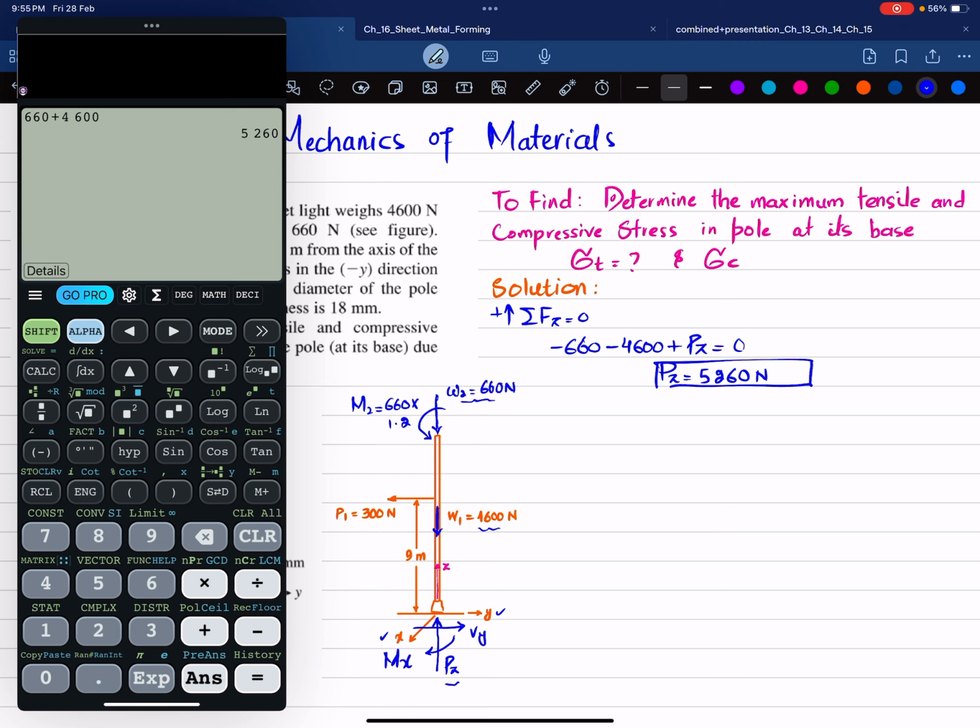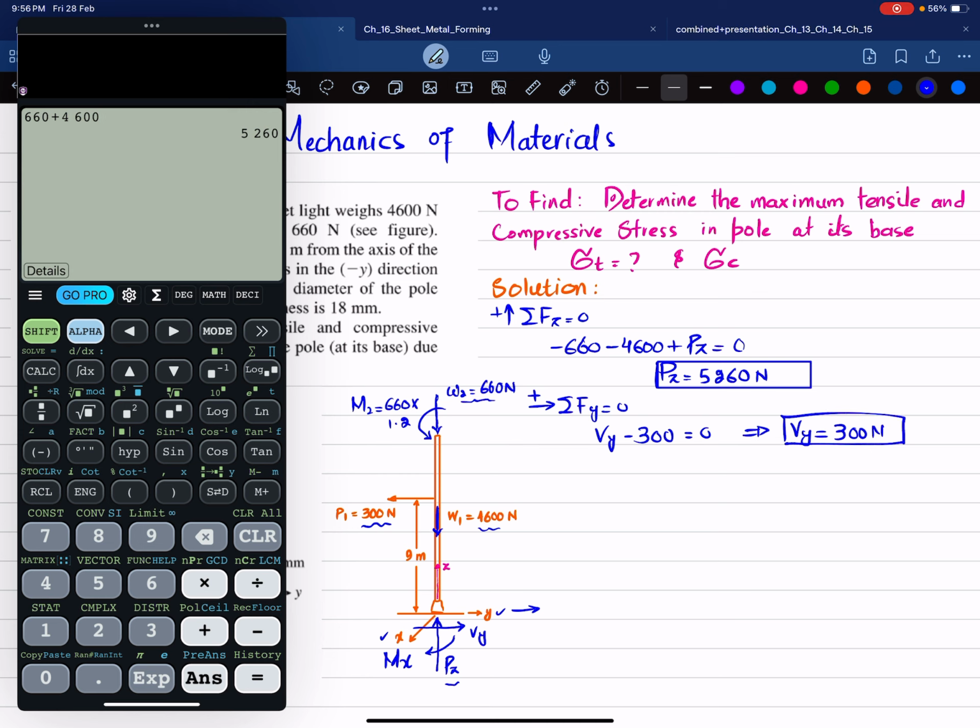Now we will find Vy by using another equation: the sum of all forces along the y direction must be equal to 0. The y direction is this direction, so force in this direction is taken as positive. So Vy minus this 300 Newton force, which is acting along the negative y-axis, must sum to 0. From here you will get Vy equal to 300 Newton.